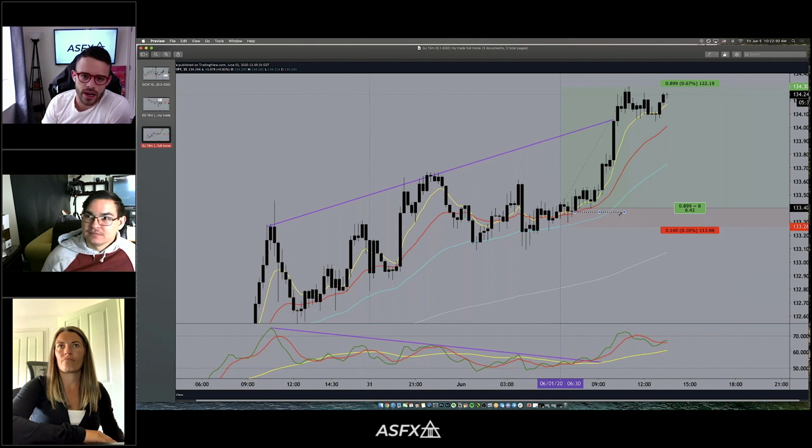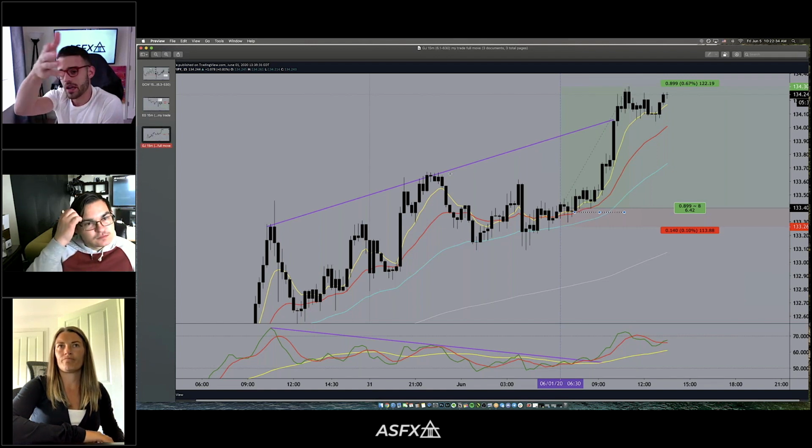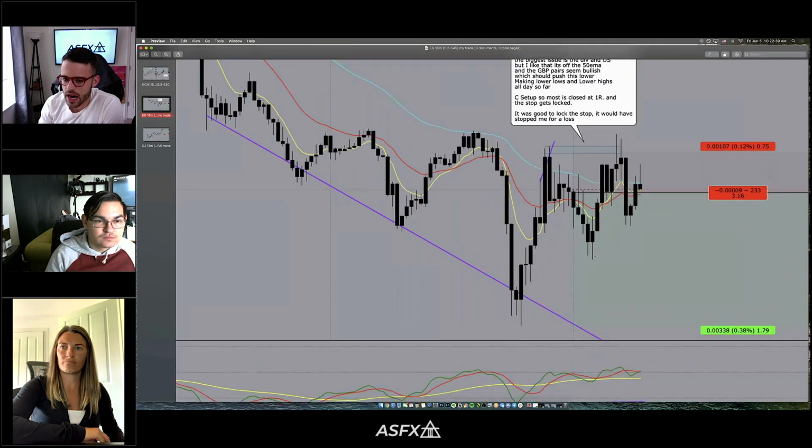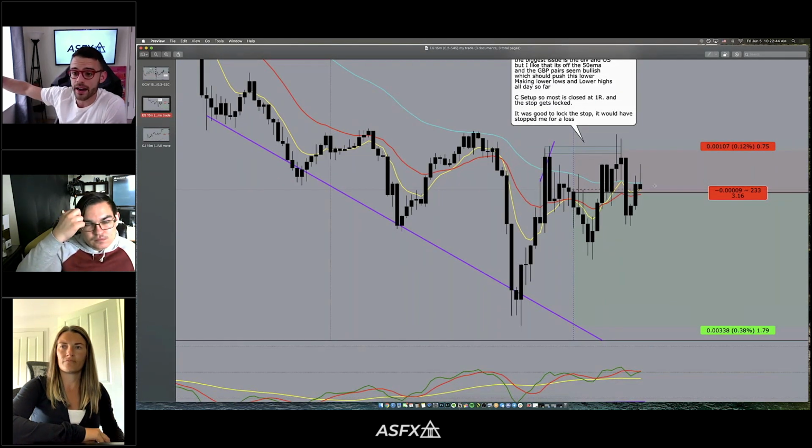So look at it this way now. Because my mind is, this is where I was thinking, right? This is a C setup. Then the next day I take this C setup. This one, it goes 1R, as you can see here. It ends up coming back up and stopping me in profit, and then it chopped all day. So it was good to get out of the trade there.